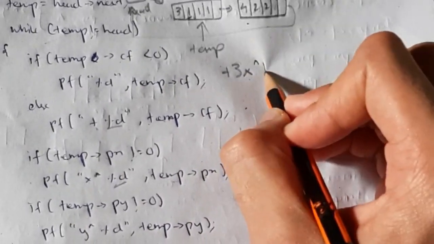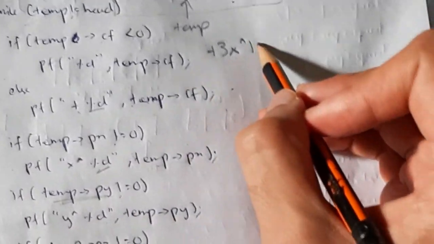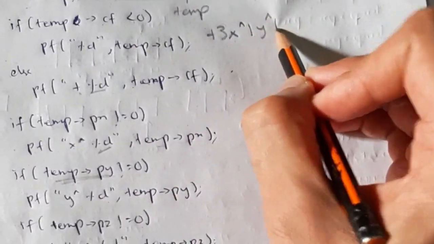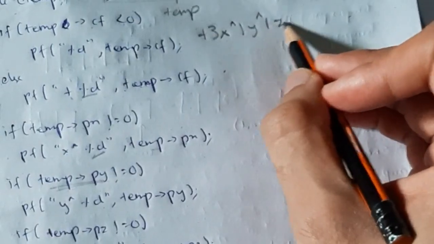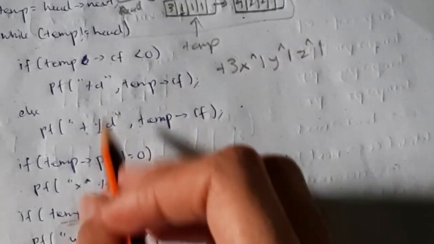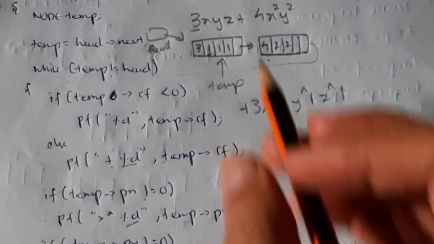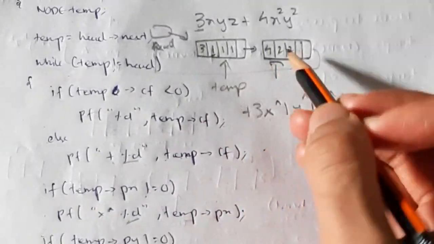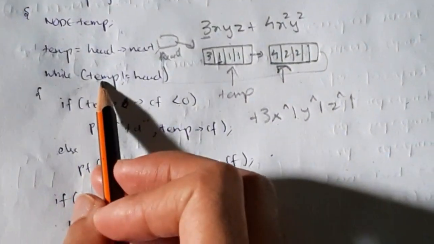X raised to 1. Then it will check if the exponent of y is not 0, then it will be printed as y raised to 1. Then z is also not 0, so z raised to 1, like that it will print here. Then temp will be shifted to the next location. Temp is equal to temp arrow next, temp will go here, then it will check again.